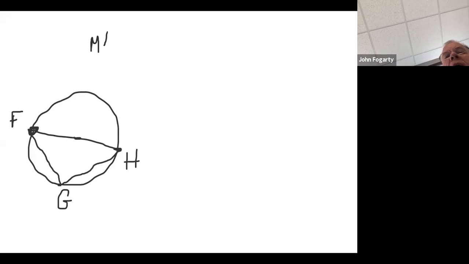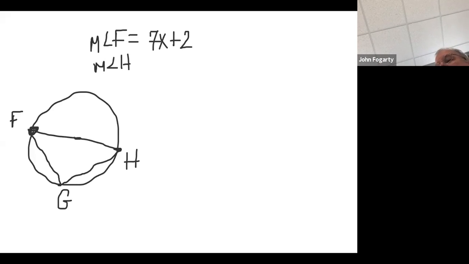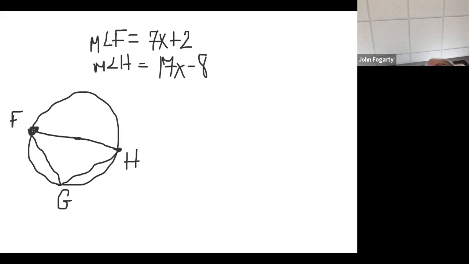All righty. So now I have, right? I have F, H, G, right? I tell you the measure of angle F is 7x plus 2. And I tell you the measure of angle H is 17x minus 8. What's x?